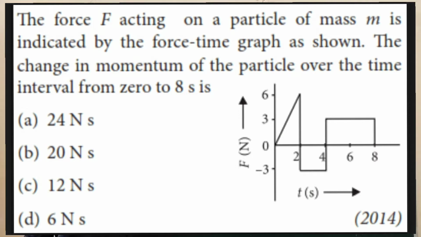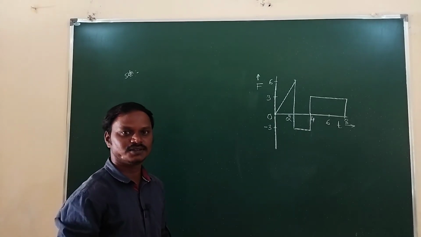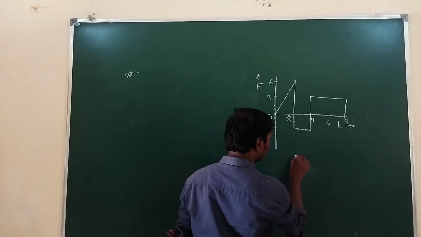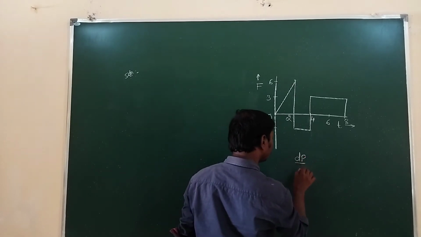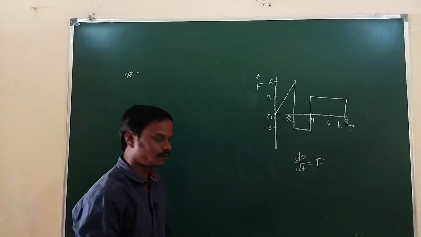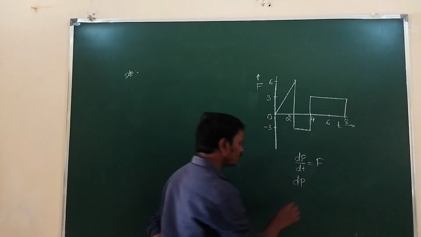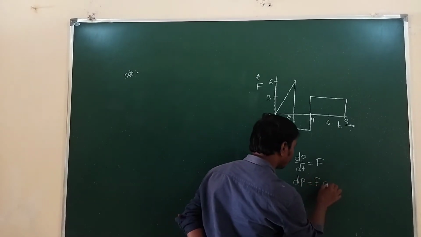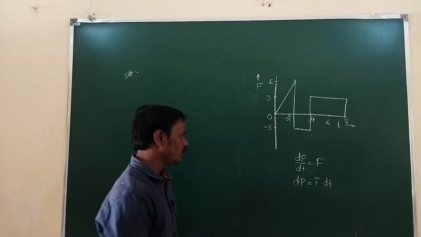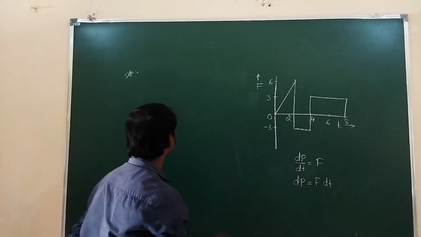So already we know that the area under force versus time graph that gives the change in momentum. According to Newton's second law. What is Newton's second law? The rate of change of momentum is equal to external force. Now dp is nothing but here it is the change in momentum, that is equal to force into time interval, F into dt. So dt is here time interval. Now the area under force versus time graph that gives change in momentum.